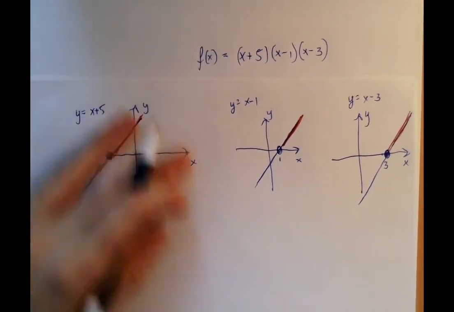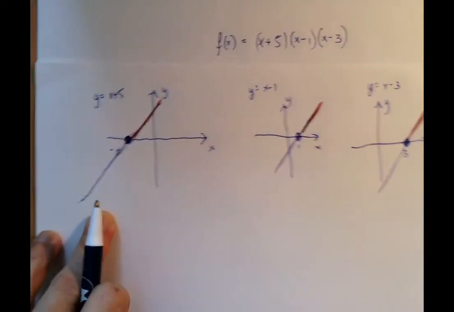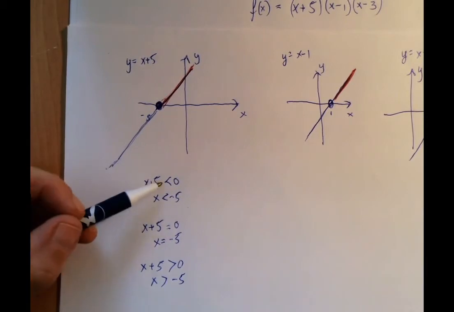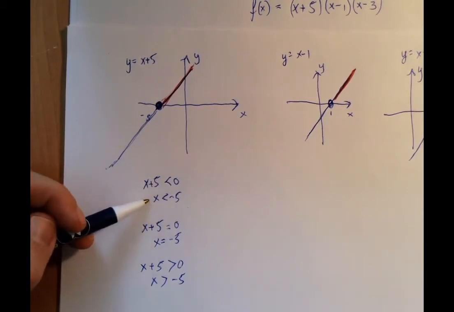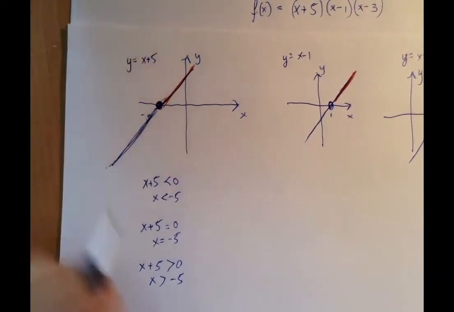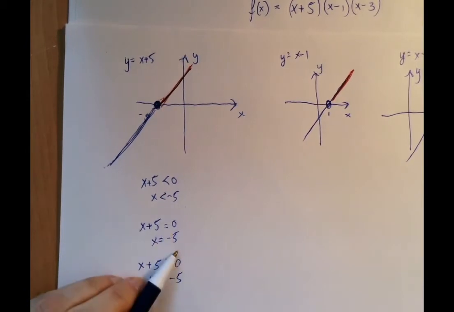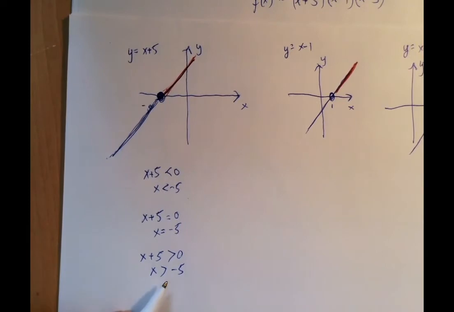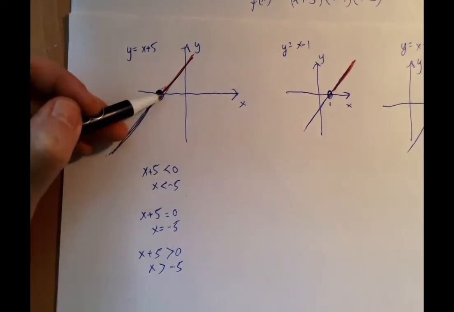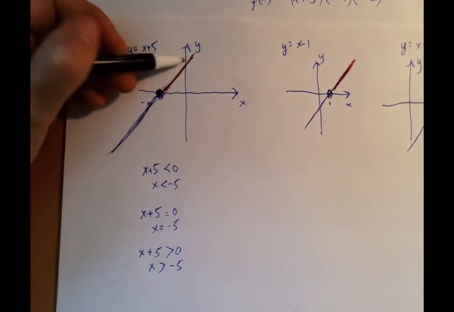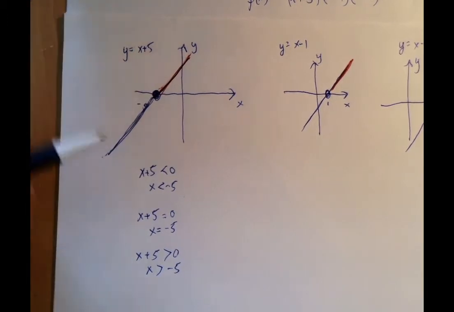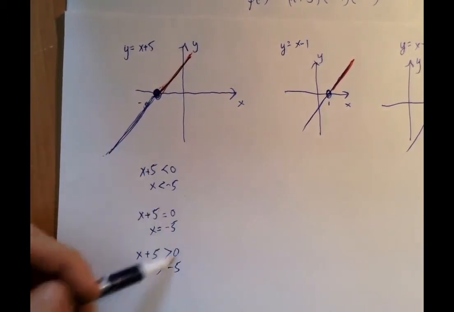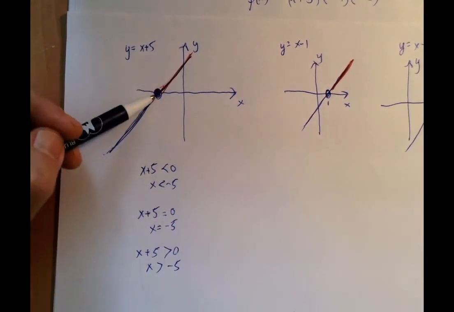Now this picture here sort of replaces the following algebra. x plus 5 is less than 0 when x is less than negative 5, that's this part. x plus 5 is 0 when x is negative 5, that's this part. And x plus 5 is greater than 0 when x is greater than negative 5, that's in this part of the line. So this picture basically replaces this algebra with a visual.